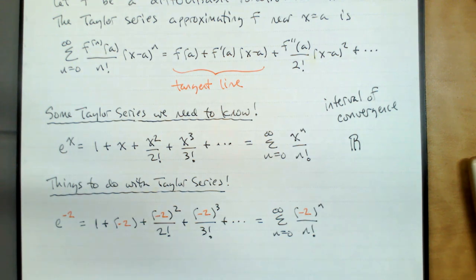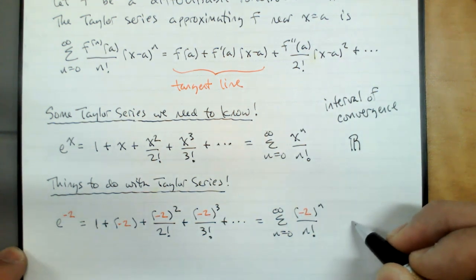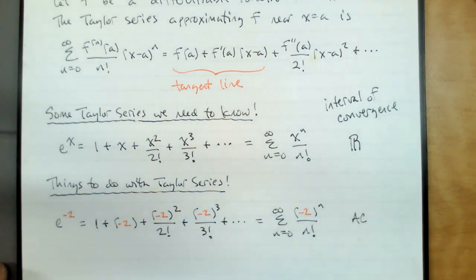The negative 2 to the n will leave behind a 2 in the ratio test. The n factorial will leave behind an n plus 1. So the limit as n goes to infinity will be 0. So this series is absolutely convergent. We're not talking about the interval of convergence. We're just deciding whether this series converges.